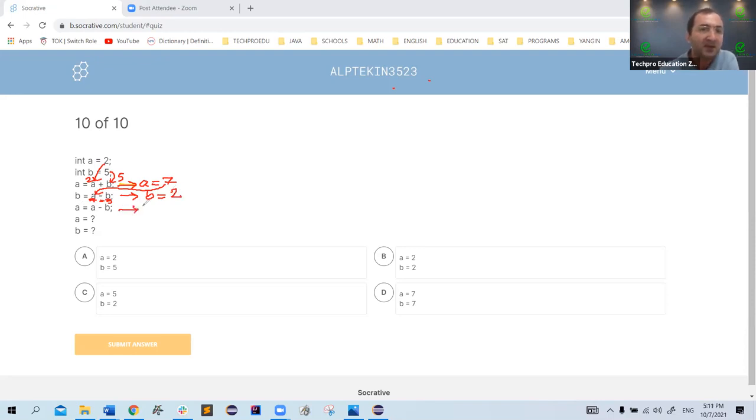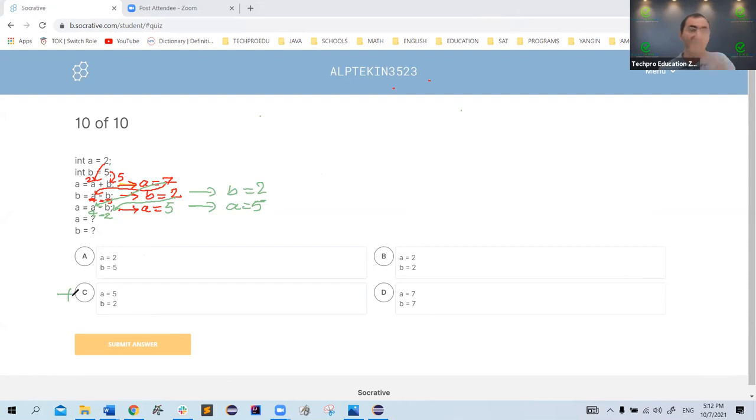Now, next line. We are defining new value for A. It is A minus B. What was A? The last value of A, it was 7 here. So let me change the color. The last value of A is 7. We write here 7 minus B. What is the last value of B? B was 2. So 7 minus 2 is 5. So what is A? A is 5, and from here, B is 2. Which one is correct answer? A is 5, B is 2, C is 3.